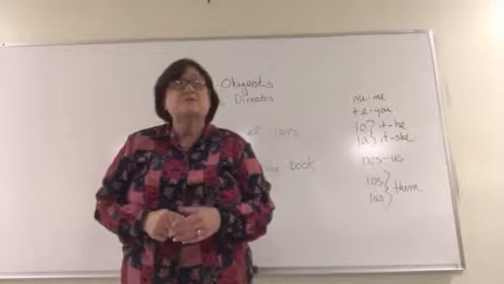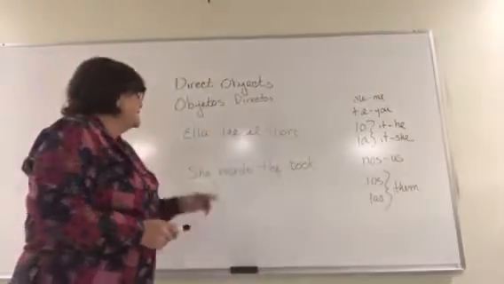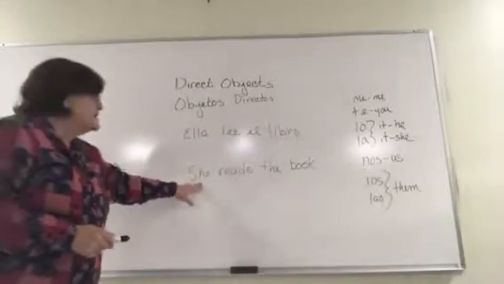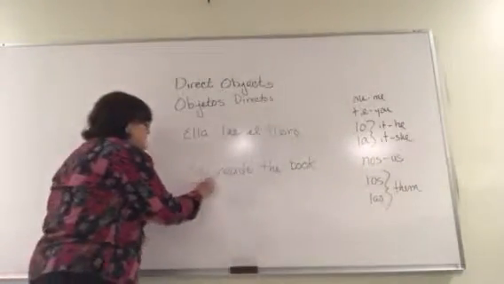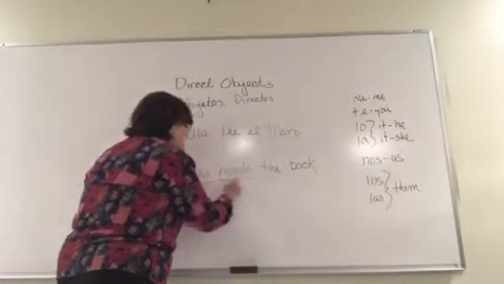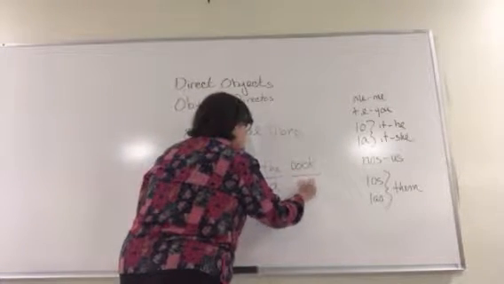Today our lesson is on direct objects and direct object pronouns. The direct object is what receives the action directly from the verb. For example, let's look at this sentence in English. She reads the book. She would be the subject, reads the verb, the is the article, and book is the direct object.